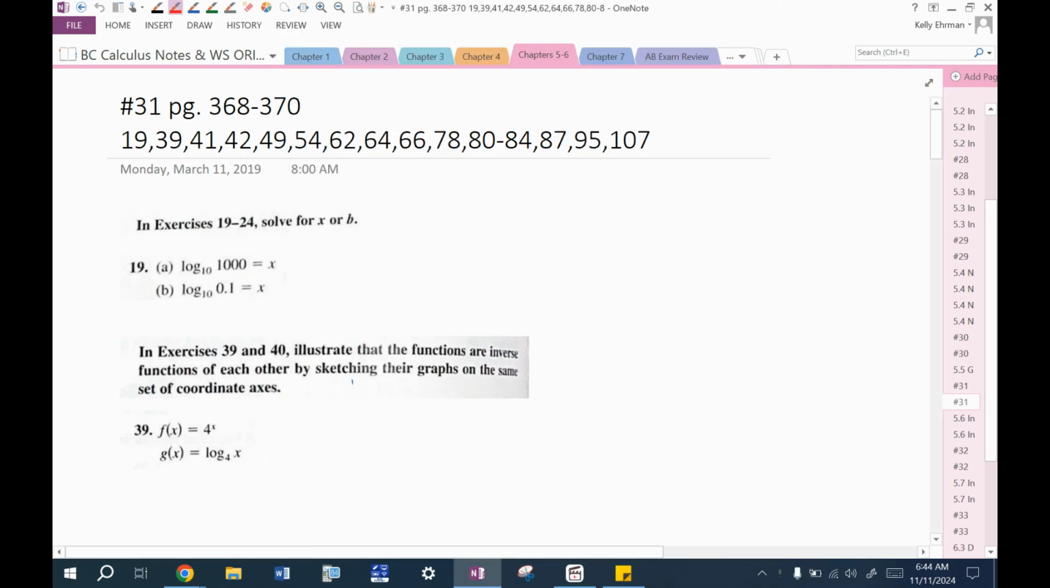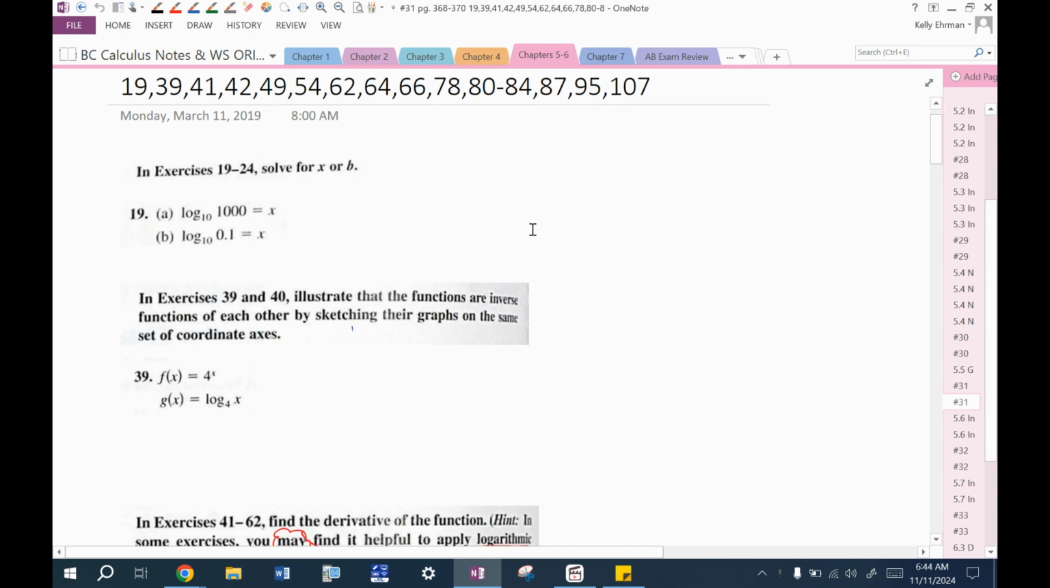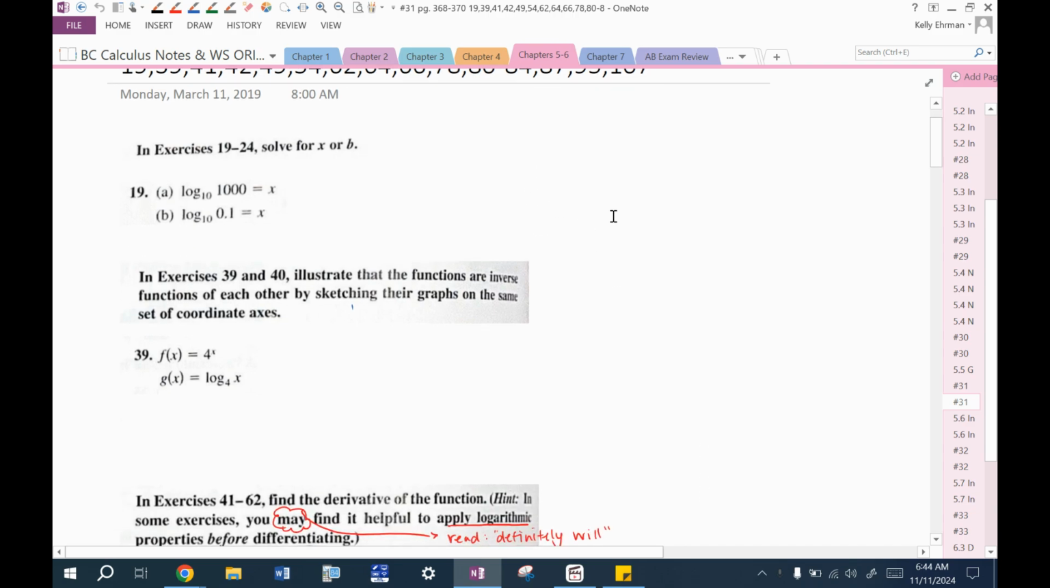All right, for homework 31, we're starting off with just a couple of pre-calc things to practice. So solve for x. 10 to what power equals 1,000? So x equals 3. And 10 to what power equals 1/10? That would be x equals -1.